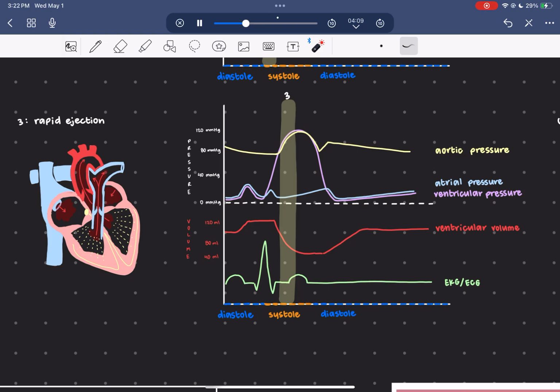And then we're going to see atrial pressure rise again because we're having blood return back to the heart from our veins. So blood is going to fill a bit in the atria, causing an increase in atrial pressure. We're also going to see still a rise in ventricular pressure because of the blood leaving the ventricles. We're also going to see quite a bit of a spike in aortic pressure because now we have blood in the aorta, putting pressure on the aorta.